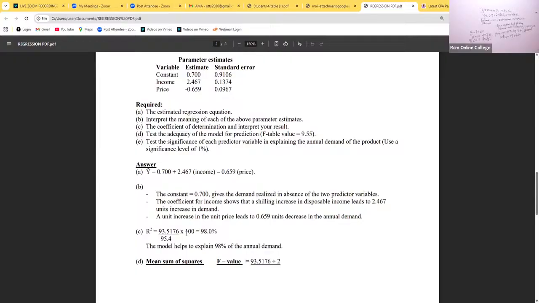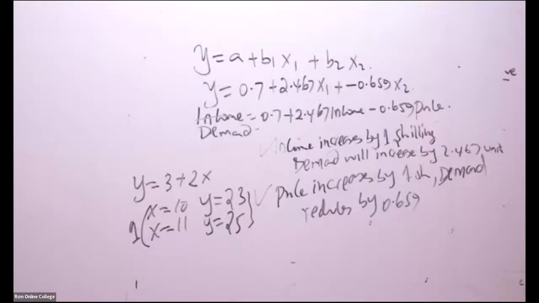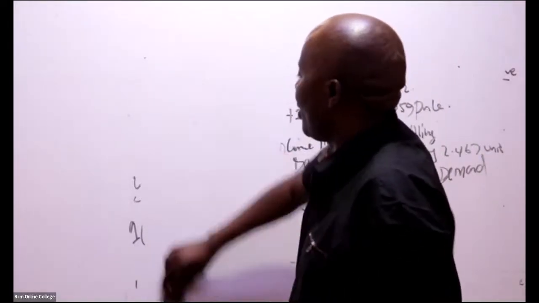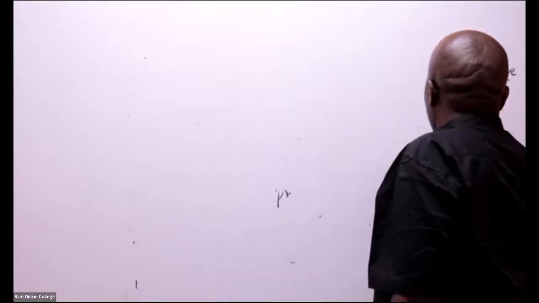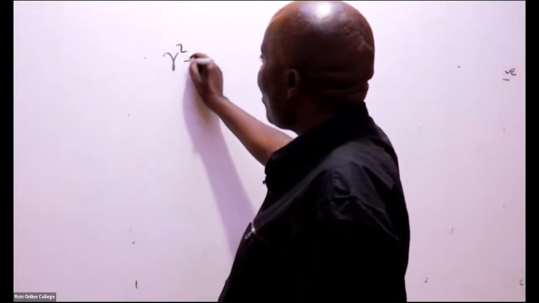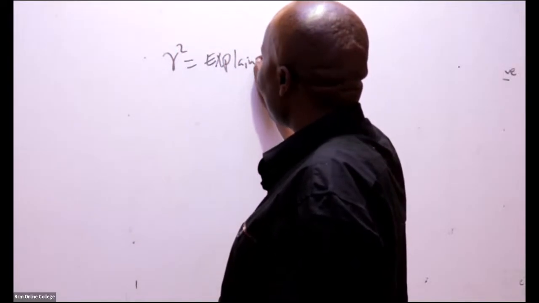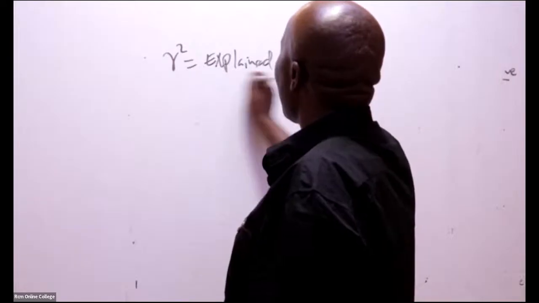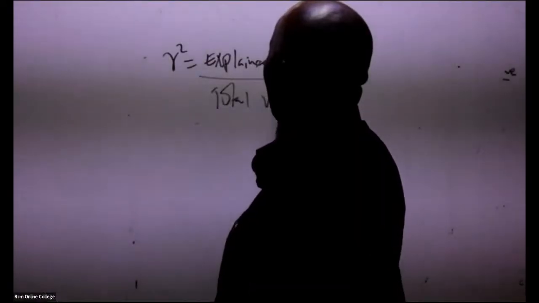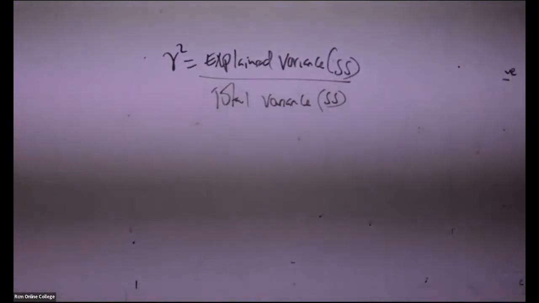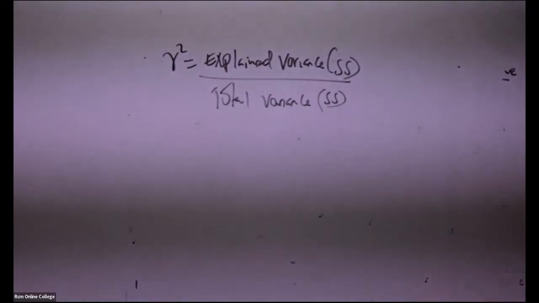So this R squared, ladies and gentlemen, what do we need to do to get this R squared? It's really easy to get R squared. This is what we shall do. To get this R squared, we shall take the explained variance in terms of sum of squares all over the total variance, again in terms of sum of squares.